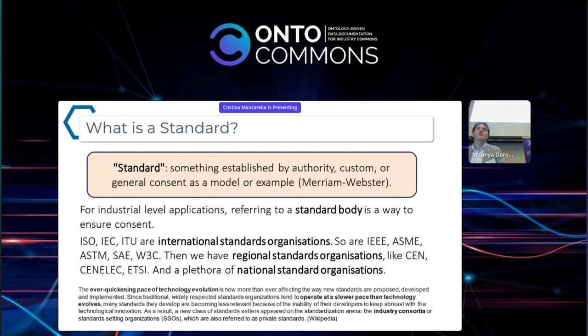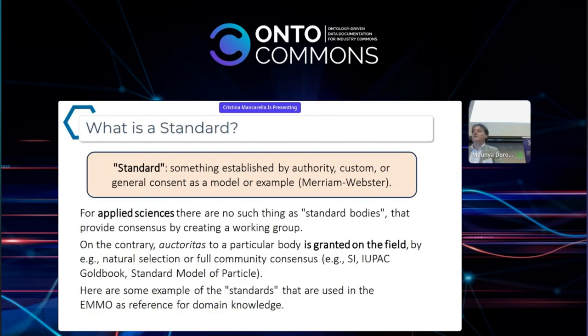So, as Wikipedia points out, there is also the risk of standards that take too much time to update themselves in order to capture the advancement of a technological field. But for applied sciences, there is no such thing as standard bodies. So the consensus is not provided by a working group. It would be also anti-scientific to decide what type of equation we should use to study fluid dynamics, for example. So this is not something that you apply to applied science.